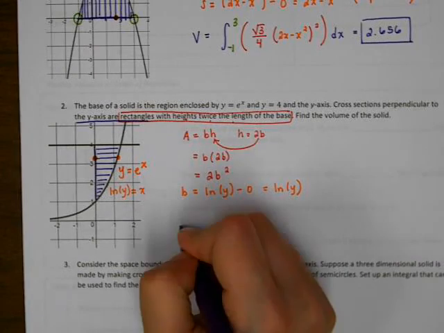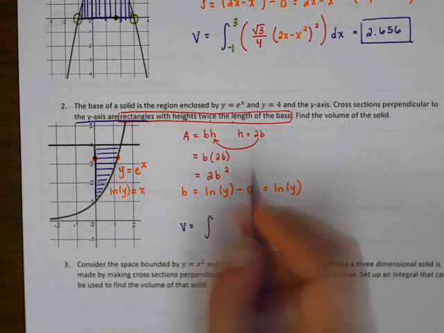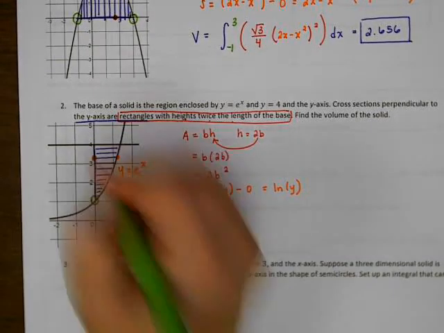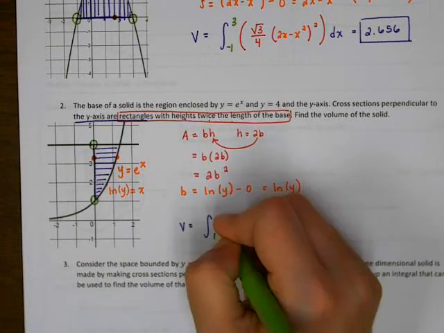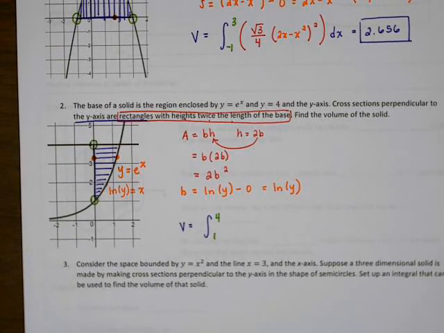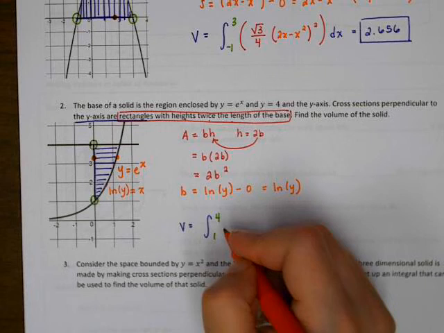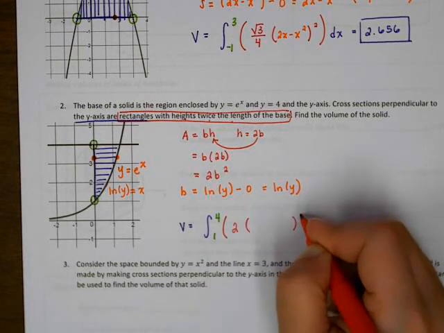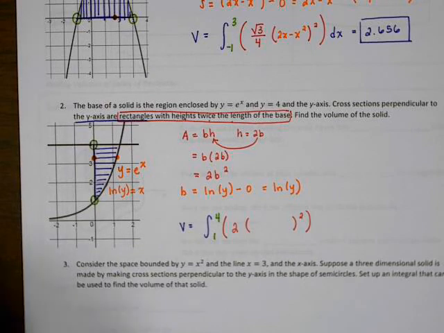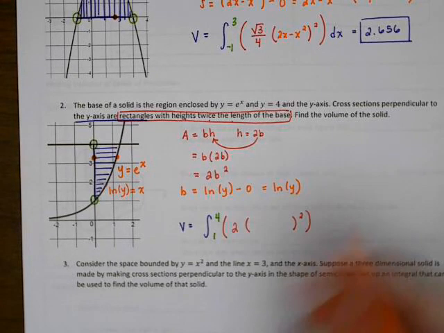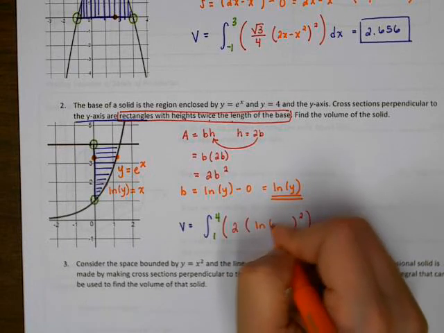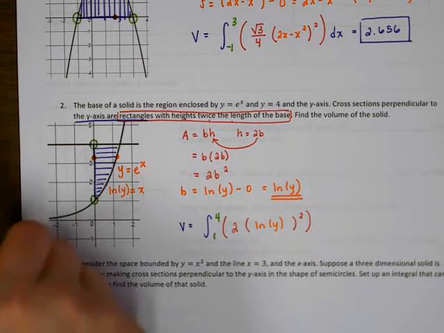Finally, I would set up my volume. My volume is going to go from this lower y value, which is 1, to the higher y value, which is 4. Then inside here, I'm going to put my area formula, which is 2 times b squared. So I'm leaving a space there. Instead of b, I'm going to fill in what I figured out in terms of y. And then dy.